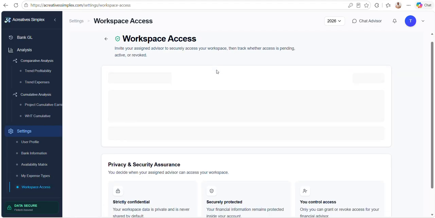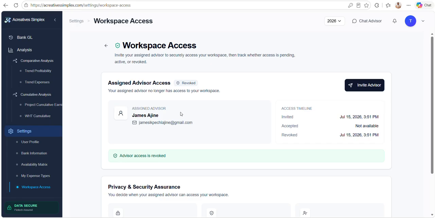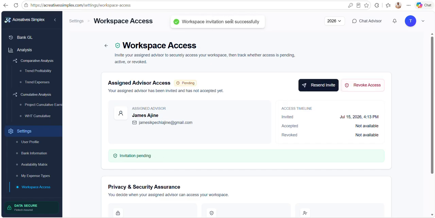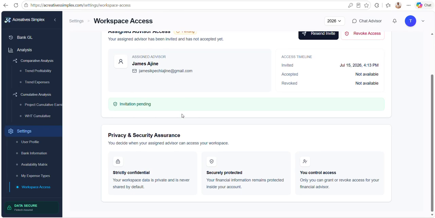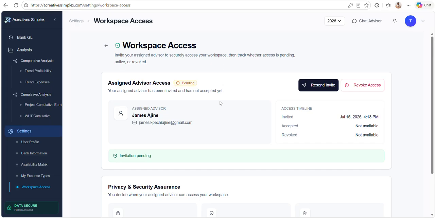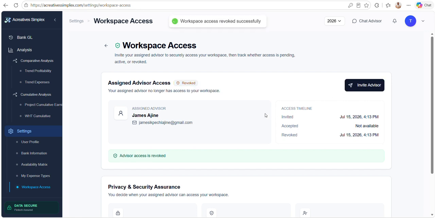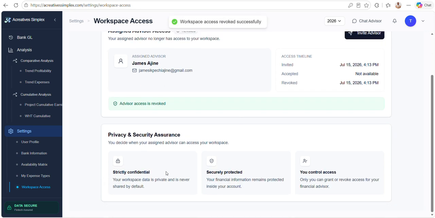And your workspace access. Now, looking at this, it is telling us about the admin that is allocated to you. So if you're having any challenge and you want to reach out to the admin, you can always invite him by sending an invite. See, you have sent an invite, he will receive it at his end. Once he receives it, he will accept, and then he can access your dashboard. And once you want to revoke, you can click revoke access, and he will no longer have access. So this app is strictly confidential. Your data are securely protected, and you are the one in control of it.